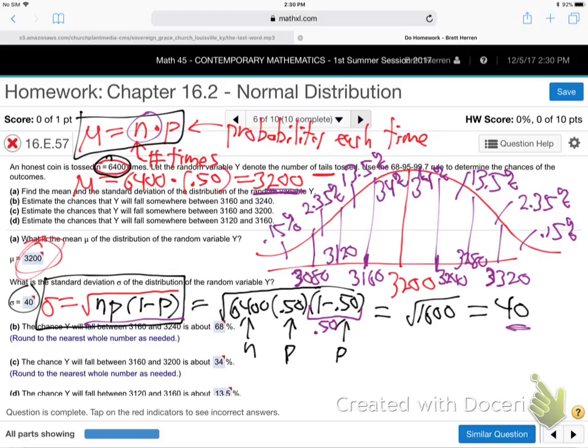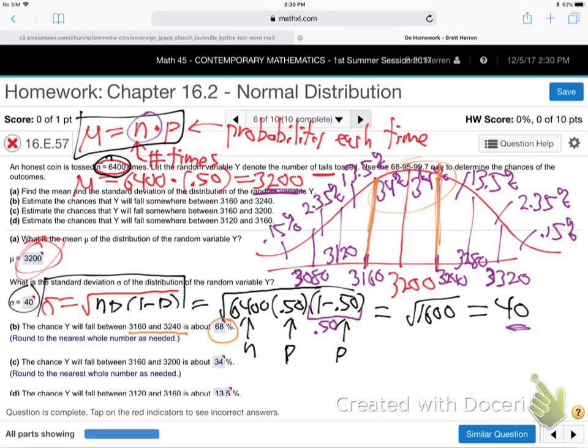Here come the questions. Part B, what does it say? What's the chance that you're going to get between 3160 and 3240? 3160 is right here. 3240 is right there. 34 and 34 is a 68% chance. That means, look how predictable that is. If you flip a coin 6,400 times, there is a 68% chance that you'll get between 3,160 tails and 3,200.